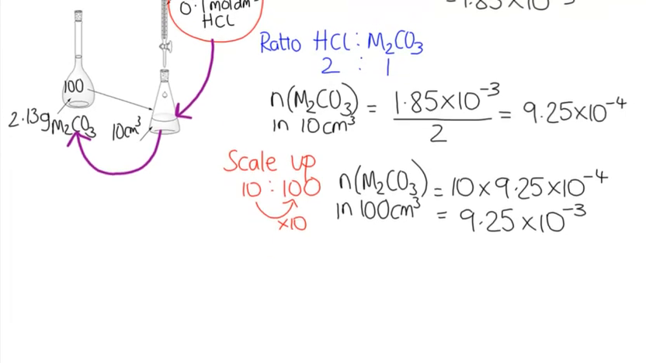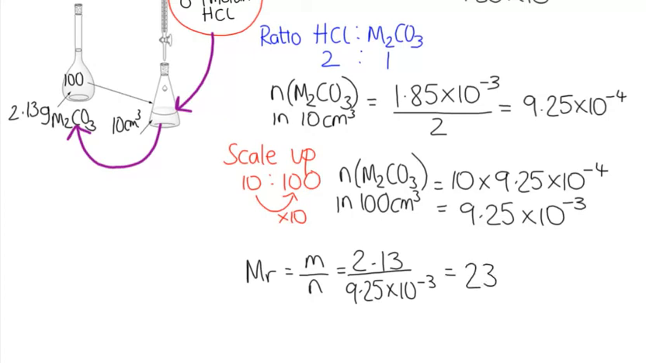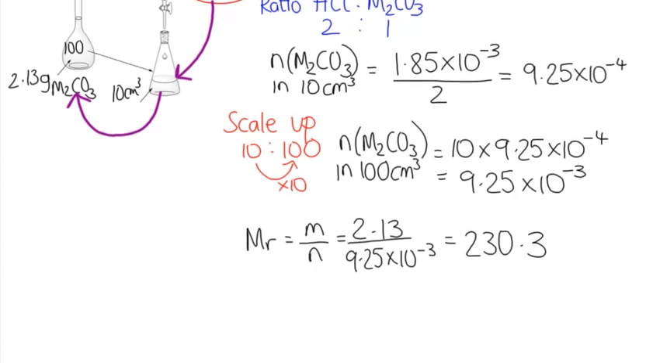And then the last little bit is, now we know the moles and the mass, we can find the MR, mass over moles, 2.13 grams divided by 9.25 times 10 to the minus 3. Put that into your calculator and you should get 230.3. Now we have to identify M.